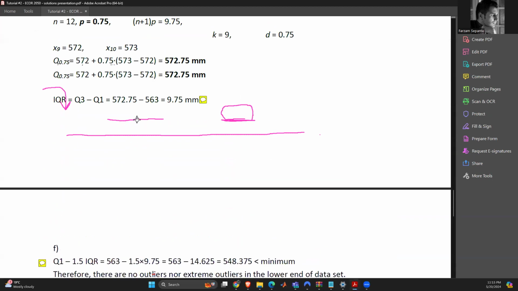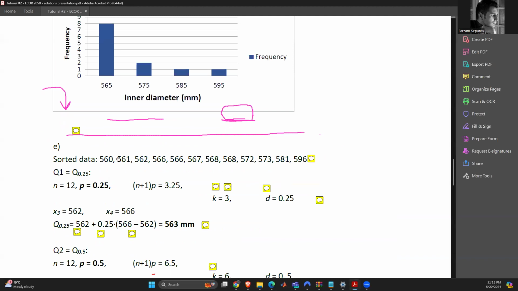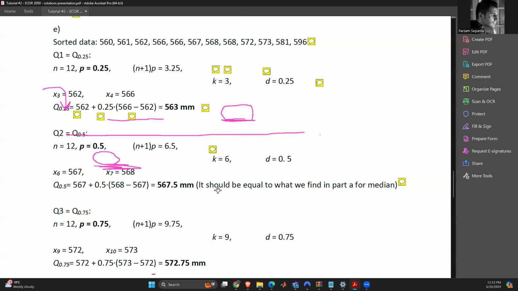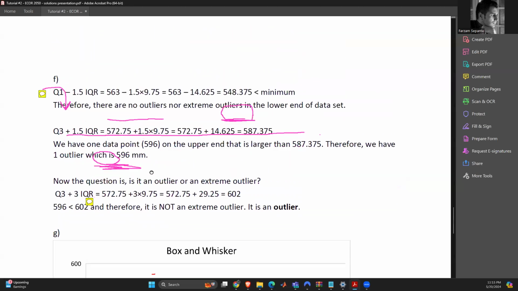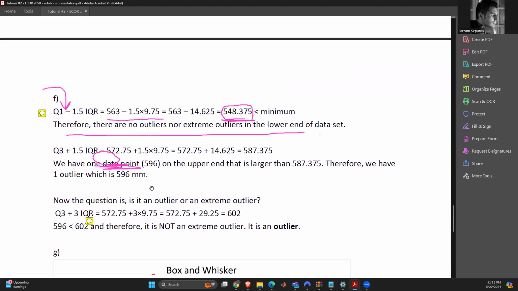Let's go back to the sorted data set. Take a look at the sorted data set we have here. The minimum value we have is 560, and nothing is less than 548. So we have no outlier less than the Q1. We have no outliers on the lower end of the data set.